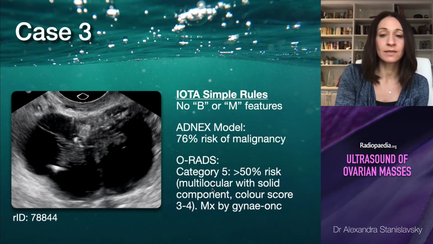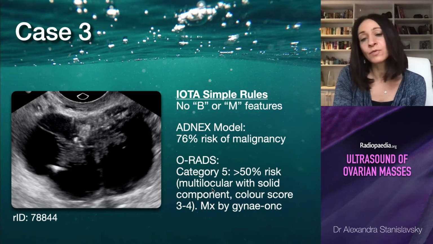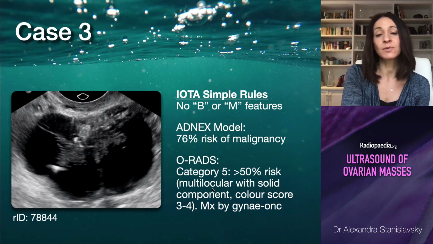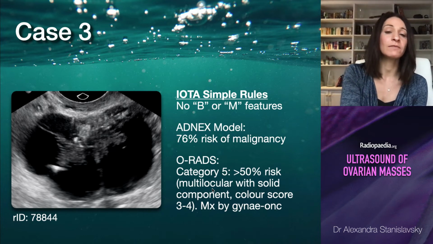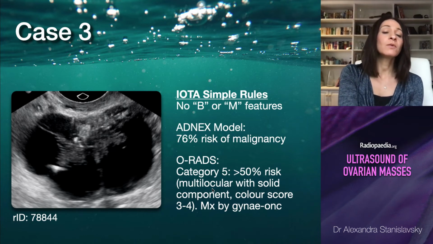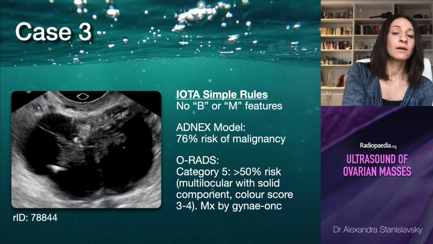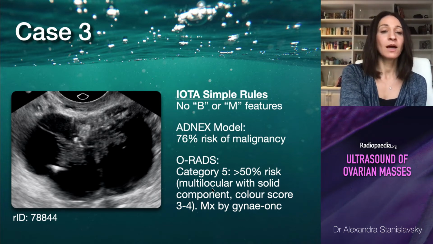And by O-RADS, this is a multilocular tumour with solid component, colour score 3 to 4. It's category 5, more than 50% risk. And note that here, again, the O-RADS model gives you indications of management, so management by a gynae oncologist, of course, for a category 5 lesion. So why do we have this discrepancy, or do we have a discrepancy? O-RADS and ADNEX model are highly suspicious, but IOTA simple rules hasn't given us a malignant diagnosis.